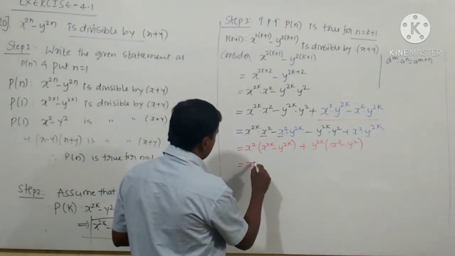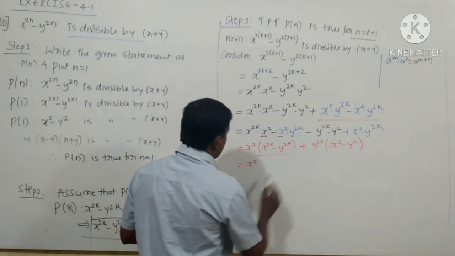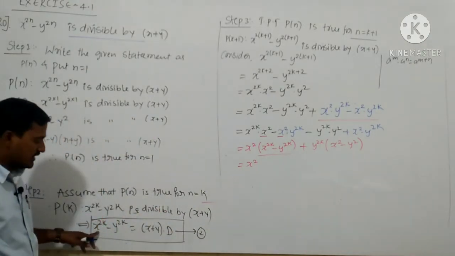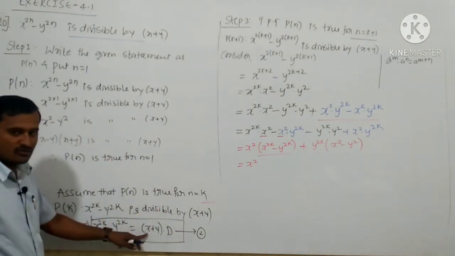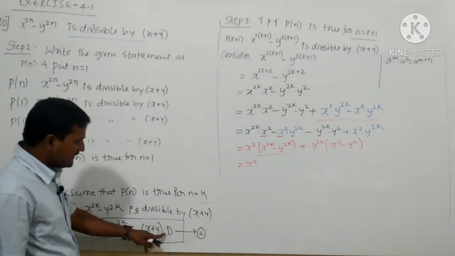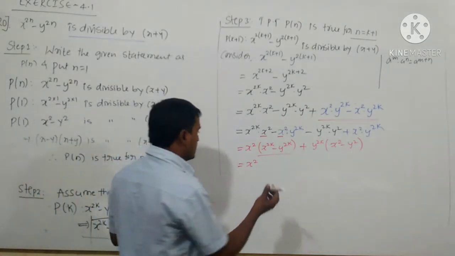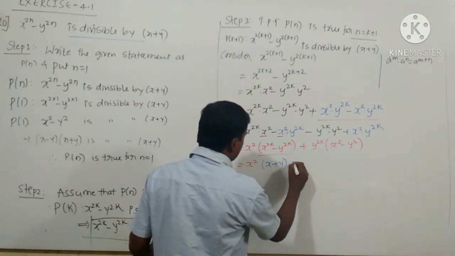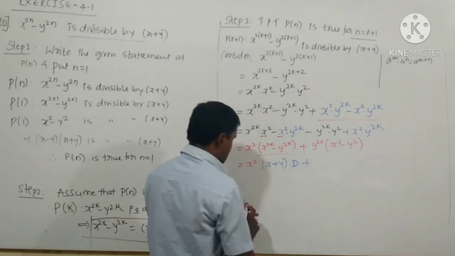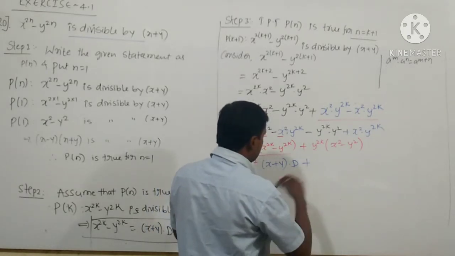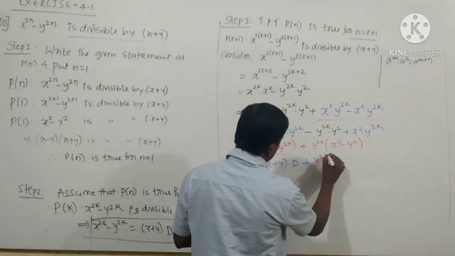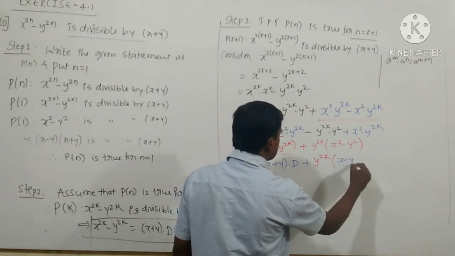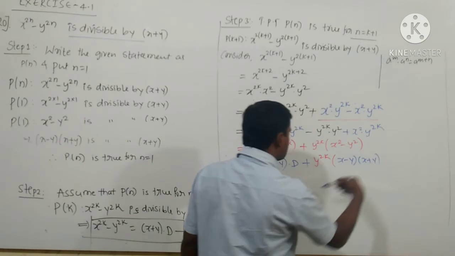So before simplification, so what is the value of x raised to 2k minus y raised to 2k? x raised to 2k minus y raised to 2k is equal to how much? x plus y into d. So therefore, if we replace its value, x plus y into d. Okay, plus, so here the remaining is y raised to 2k only. And how we will write this one? A square minus b square means x minus y into x plus y.